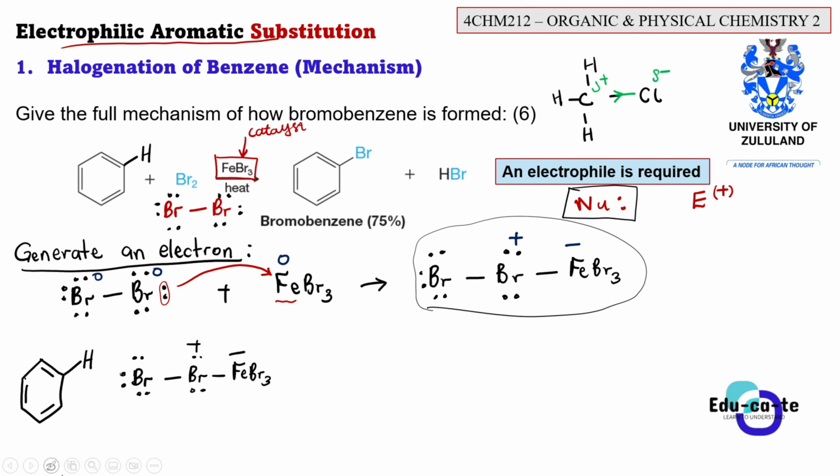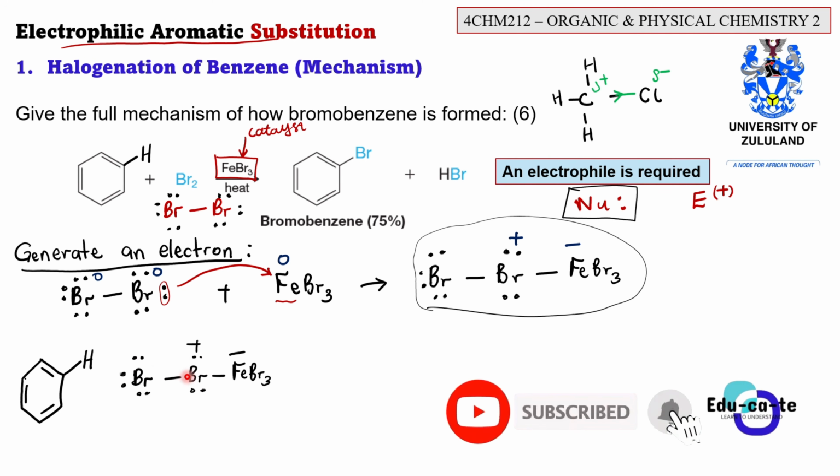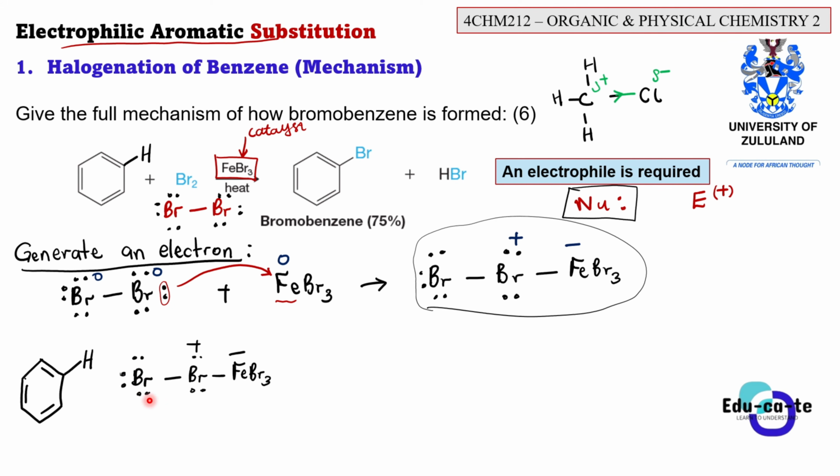But now here's the debate. Which bromine here is the electrophile? Is it this one or is it this one? So the bromine that is an electrophile will be this bromine here. Why is it so electrophilic? Basically, this bromine here is now positively charged. For it to go back to being neutral, it needs its electrons back, but it has already given them to FeBr3. So it will try to gain them from this other bromine.